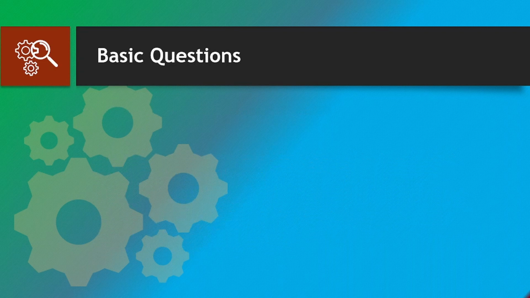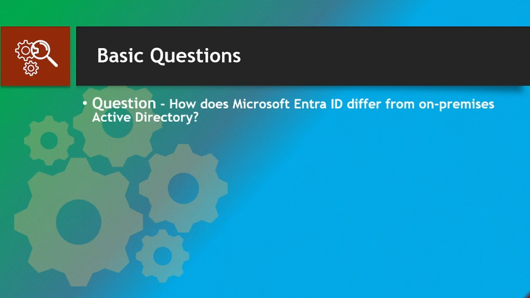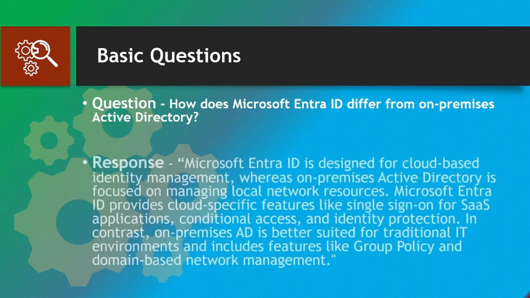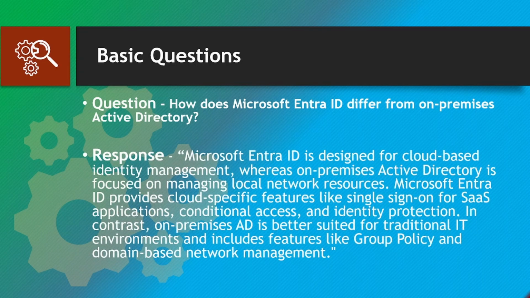Now, the second question in the basic questions category is, how does Microsoft Entra ID differ from on-prem Active Directory, which is called Microsoft Active Directory? The response could be, Microsoft Entra ID is designed for cloud-based identity management, whereas on-prem Active Directory is focused on managing local network resources. Microsoft Entra ID provides cloud-specific features like single sign-on for SaaS, software as a service applications, conditional access, and identity protection. In contrast, on-prem AD is better suited for traditional IT environments and includes features like group policies and domain-based network management.